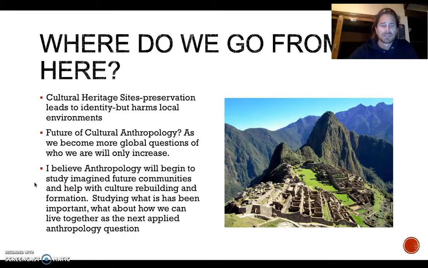I do believe anthropology will begin to study imagined future communities and help with cultural rebuilding and formation, because anthropology is uniquely situated in terms of studying the past and the present. And we have the most stories of any field of people and culture. I think that gives credence to looking at the future and what the future should look like in terms of communities and culture groups and how we practice certain things from development all the way up through politics, right? Studying what has been important. What about how can we live together as the next applied anthropology question, right? How do we live together?